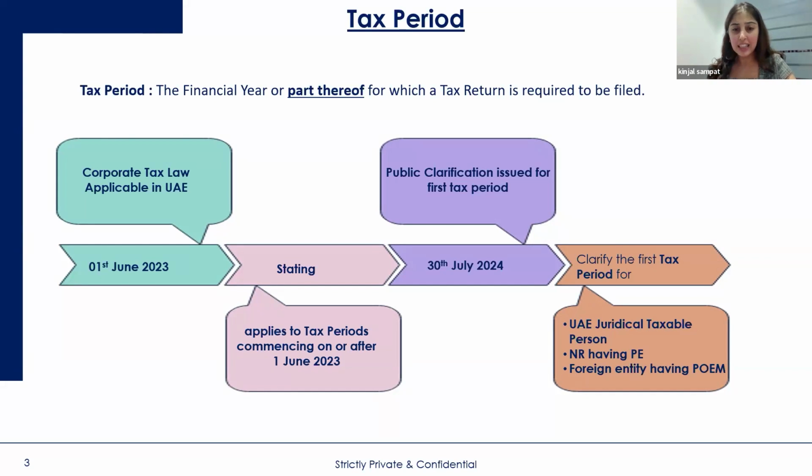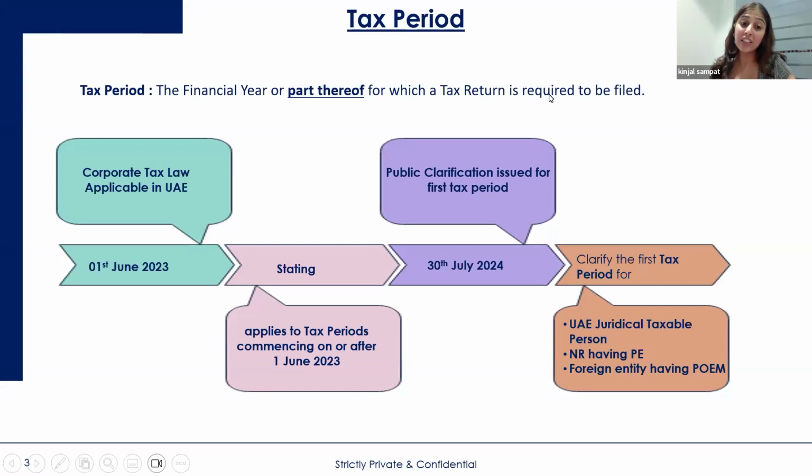Now, assuming that there's an entity which was incorporated 5 years ago and follows January to December as its financial year. For that company, nothing would change on account of this clarification, since the first financial year post the corporate tax implementation would be January 24 to December 24. And the same will be the first tax period for which the return has to be filed.